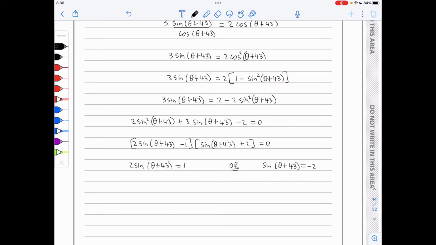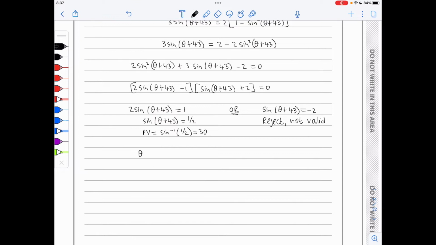Obviously, we cannot have the sine of any angle giving a result of negative 2, so we reject this, it's not valid. And we turn our attention to the other factor. We've got sine(theta + 43) is a half, and so the principal value will be shift sine of a half, which gives an answer of 30. And therefore we've got that theta plus 43 is 30 plus 360k, or theta plus 43 is 180 minus 30 plus 360k. So leaving theta on its own gives me that theta is minus 13 plus 360k, or theta is 107 plus 360k. The only solutions within the range of minus 180 to 180 are theta is minus 13 and theta is 107.